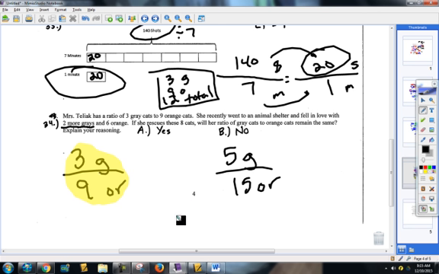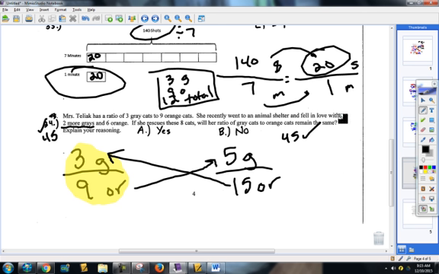Lucas? You could cross multiply. So we can do cross products. We can say, okay, I'm going to multiply them diagonally. 9 times 5 is 45. 15 times 3, is that 45? Uh-oh, right there we've proven yes. So right now we think our answer is yes. Okay?